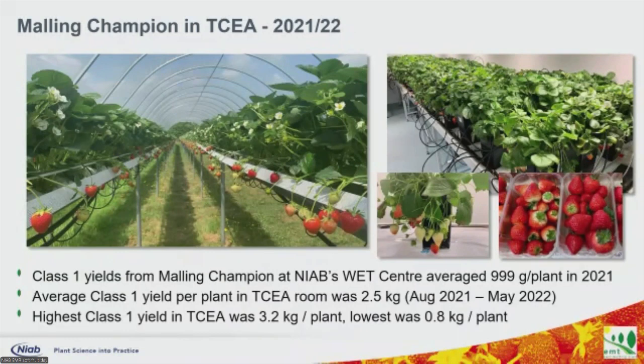Also, just to note that the highest yield we saw in this experiment was 3.2 kilograms per plant, and the lowest was about 0.8 kilograms per plant. So, okay, we had the average of 2.5, but we had quite a spread of high and low yield. Why did that happen? We were using quite high quality propagules and propagation material.